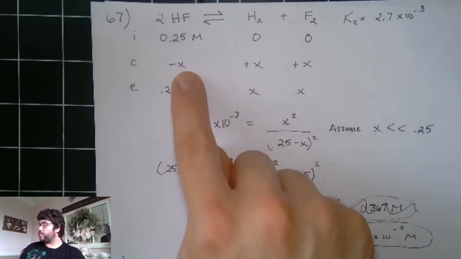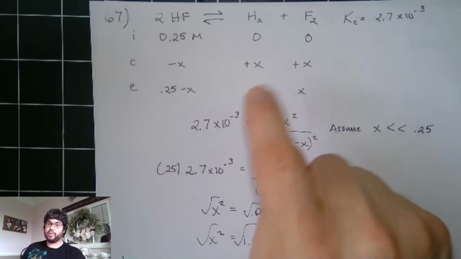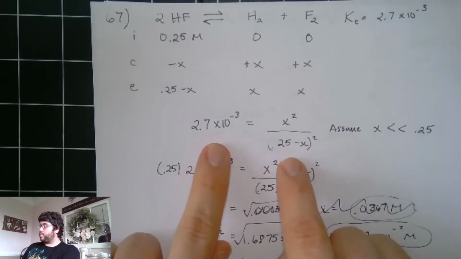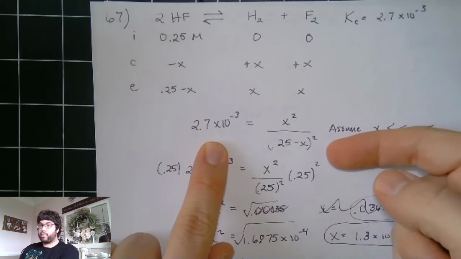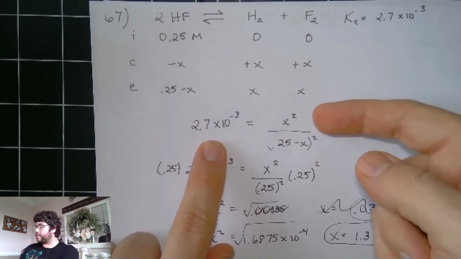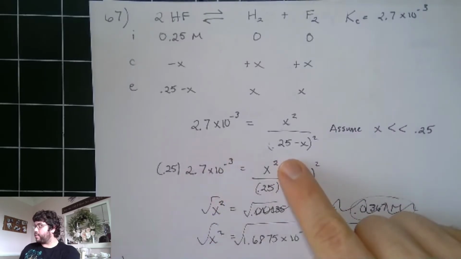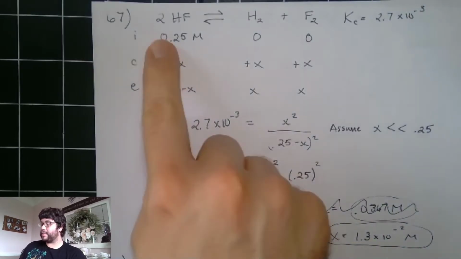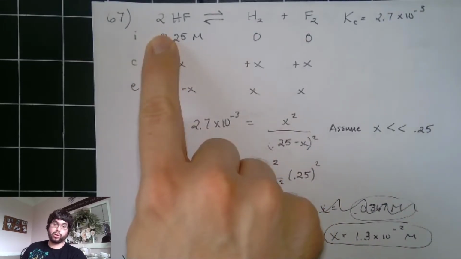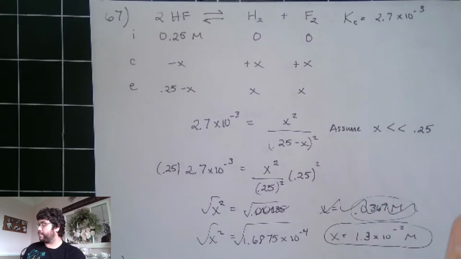So you're going to lose X of HF to make H2 and F2. You're going to get X of each of these. And then set up your equilibrium expression. The equilibrium constant is equal to products over reactants. And that's going to be X squared on top because it's X times X. And then 0.25 minus X, all of that squared. Why is all of that squared? Because of this guy right here, we got a molar coefficient of 2. Remember that the coefficient goes as an exponent in the equilibrium expression.